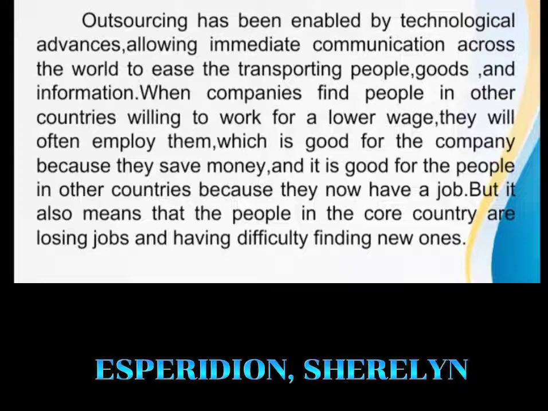Outsourcing has been enabled by technological advances, allowing immediate communication across the world to ease the transporting of people, goods, and information. So when companies find people in other countries willing to work for a lower wage, may mga company kasi na naghahanap ng mga tao na willing talagang magtrabaho sa ibang bansa kahit na mababa ang sahod. They will often employ them. So ini-employ nila yun, tinatanggap nila yon, which is good for the company.